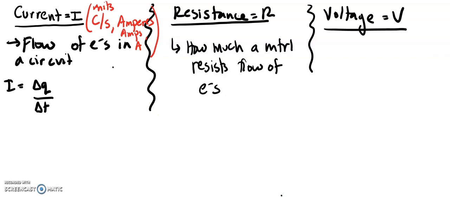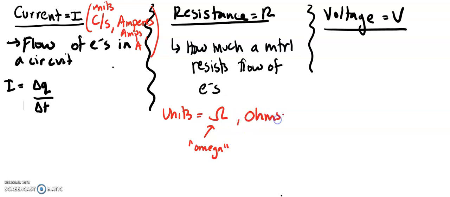And the units we use, I'll go ahead and write that down. So the units we use for resistance are going to be omega, which is the Greek letter, or we can just write out ohms. So voltage is like the pressure from an electrical circuit's power source that pushes electrons through a circuit. Or we can define it as the amount of potential energy between 2 points on a circuit.